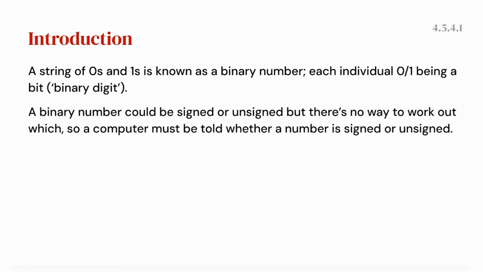A string of zeros and ones is known as a binary number. Each individual 0 or 1 is a bit, or binary digit. If your string of zeros and ones is 8 characters long, it is known as an 8-bit string. This works the same if it is 16 characters long, it's known as a 16-bit string, because you are using 8 or 16 bits respectively. A binary number could be signed or unsigned, but there's no way to actually work out which, so a computer must be told whether a number is signed or unsigned.